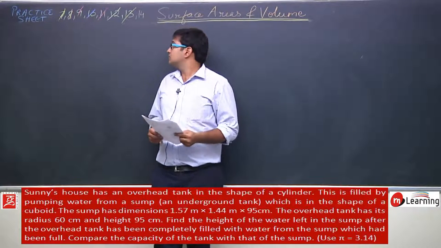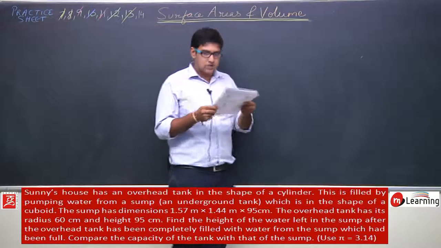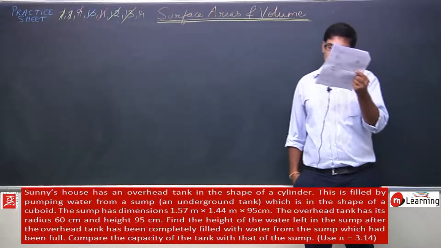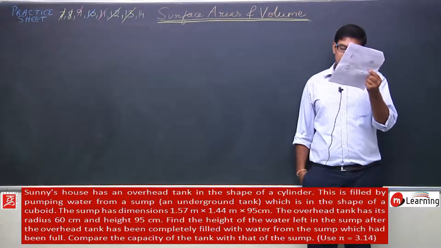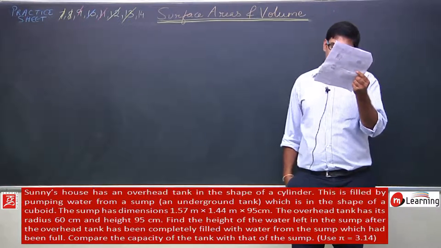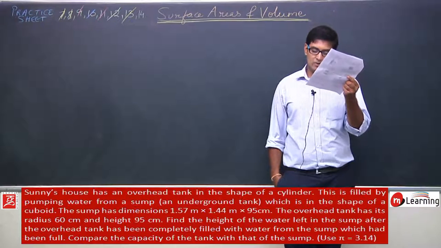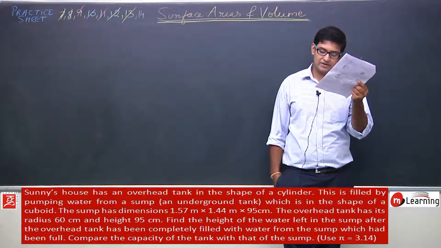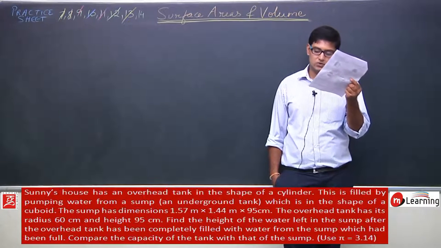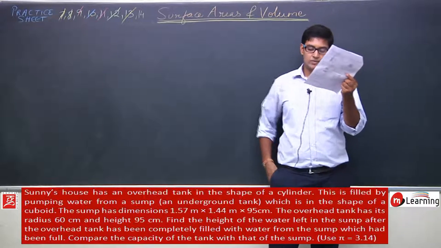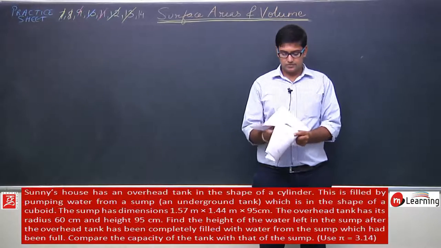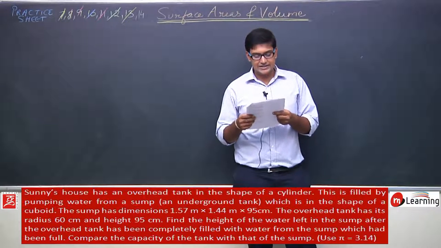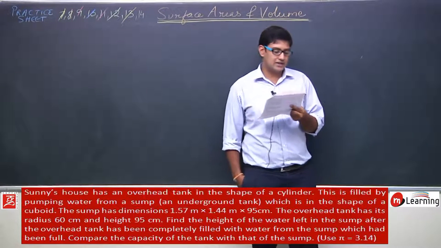ओके, लेट अस नाउ सॉल्व क्वेश्चन नंबर 14 फ्रॉम द प्रैक्टिस शीट. क्वेश्चन नंबर 14 सेज, सनीज हाउस हैज एन ओवरहेड टैंक इन द शेप ऑफ अ सिलेंडर. दिस इज फिल्ड बाय पंपिंग वॉटर फ्रॉम अ सम्प, एन अंडरग्राउंड टैंक विच इज इन द शेप ऑफ अ क्यूबॉइड. द सम्प हैज द डायमेंशंस 1.57 meters इंटू 1.44 meters इंटू 95 सेंटीमीटर्स. द ओवरहेड टैंक हैज इट्स रेडियस 60 सेंटीमीटर्स एंड द हाइट एज 95 सेंटीमीटर्स.